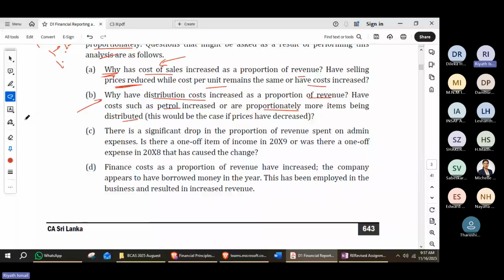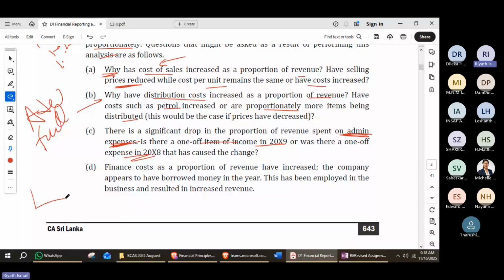Distribution cost increases because of advertisement or fuel cost increases. They have to do the investigation. There are significant drops in the proportion of revenue spent on admin expense, right? Admin expense: is there a one-off item of income in 2019, or was there a one-off expense in 2018, right?